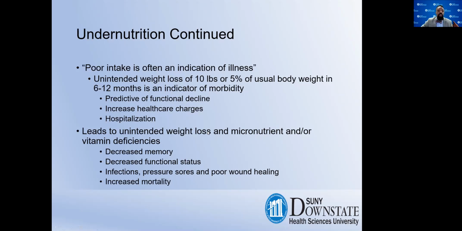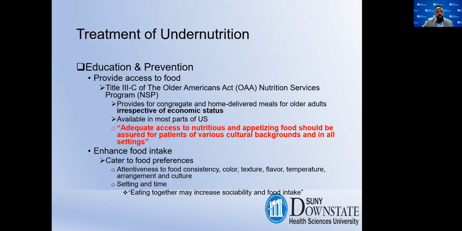Okay, and so undernutrition is associated not only with increased risk of certain diseases, infections and pressure sores and so on, but it's also associated with an increased risk of mortality. Okay, and how do we address it? Well, if it's undernutrition, then you provide nutrition, right?